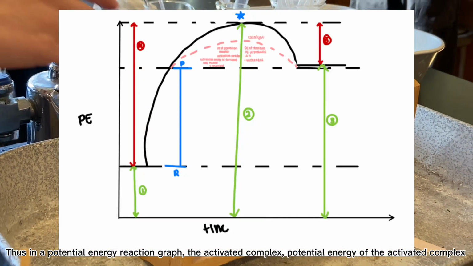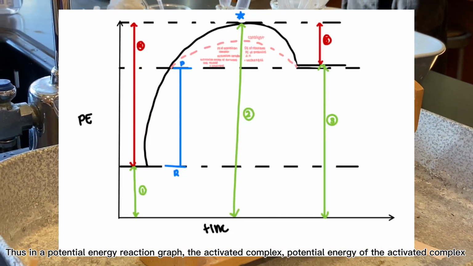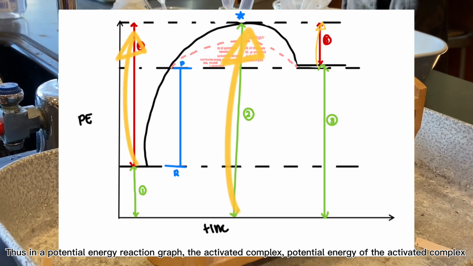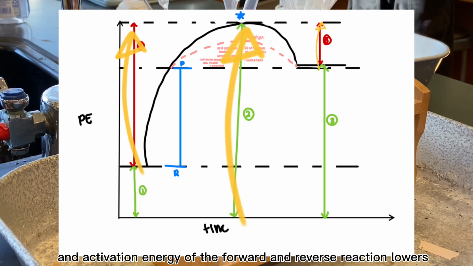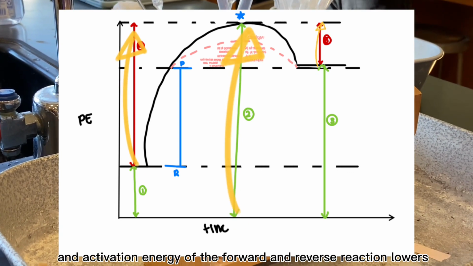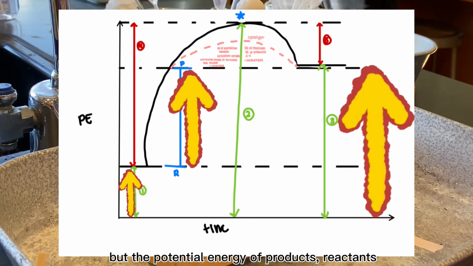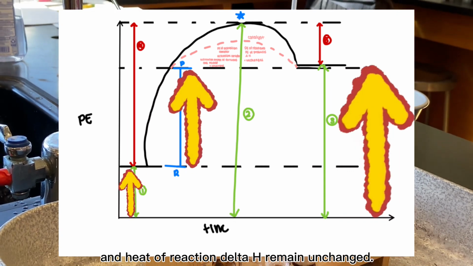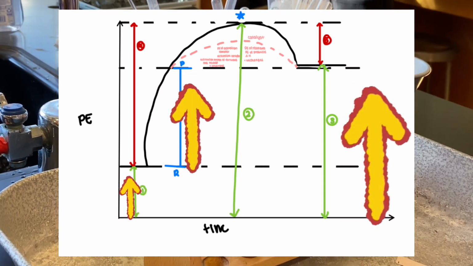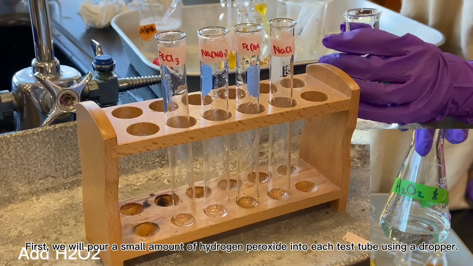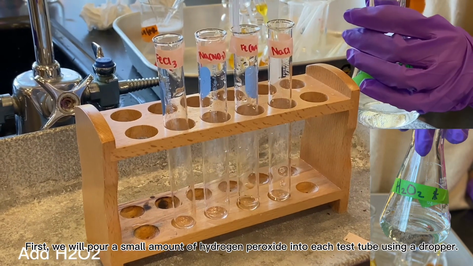Thus, in a potential energy reaction graph, the activated complex, the potential energy of the activated complex, and the activation energy of the forward and reverse reaction lower, but the potential energy of products, reactants, and the heat of reaction delta H remain unchanged. First, we will pour a small amount of hydrogen peroxide into each test tube using a dropper.